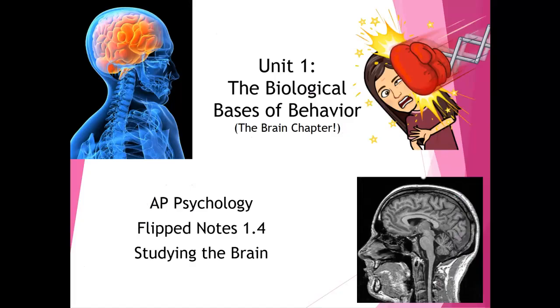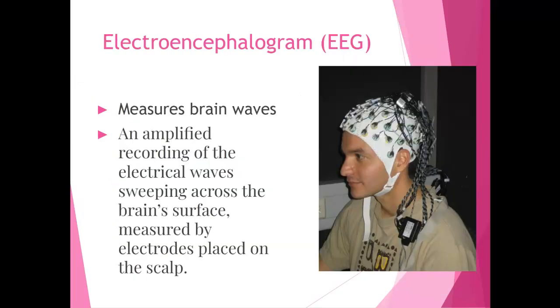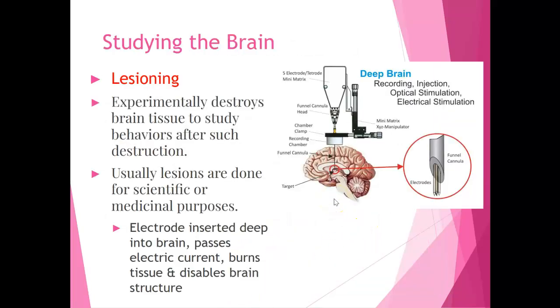All right, next part is how we actually study the brain. Different ways. We can do clinical observations, we can manipulate, we can do different scans. And EEG is where they're measuring brain waves, electroencephalogram. EKG is when you're studying heart waves and heartbeat. So EEG is the brain. Looking at some different brain waves. When you're awake, you've got short, fast brain waves. When you're in deep sleep, you've got slow, deep brain waves.